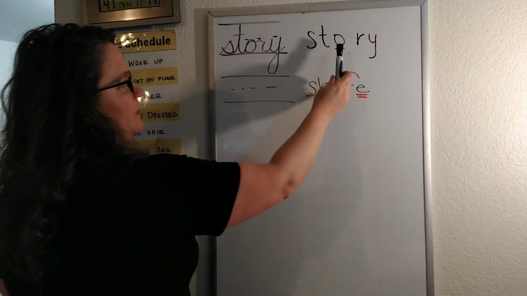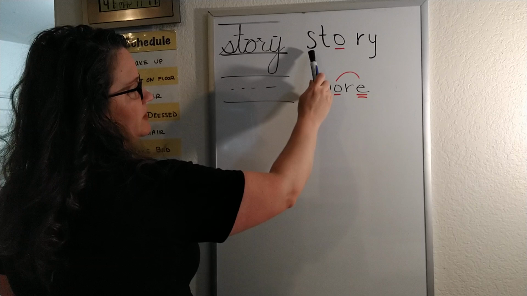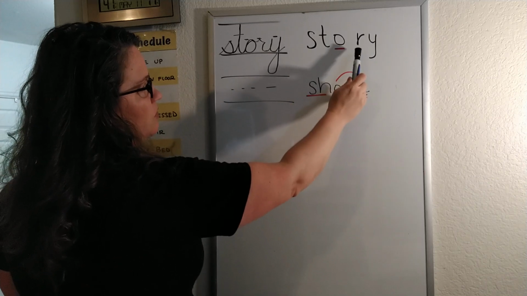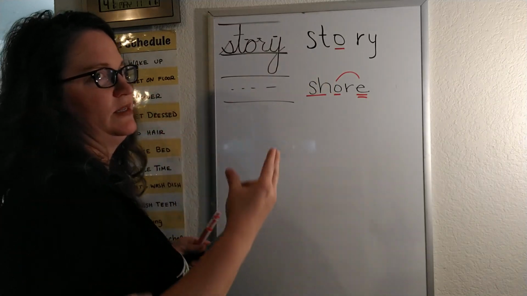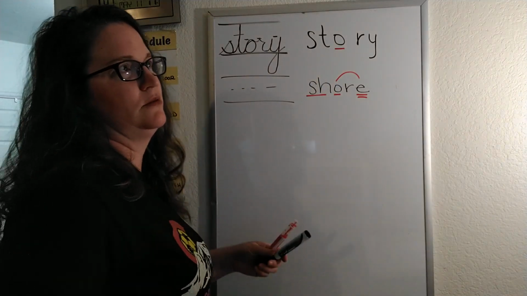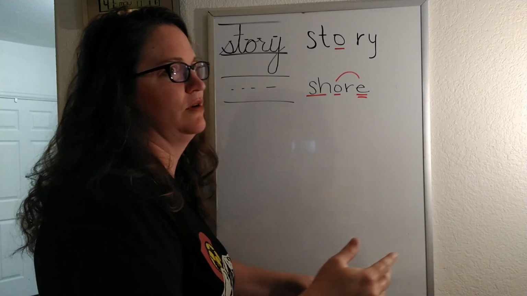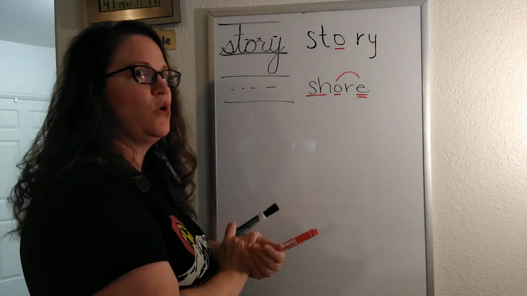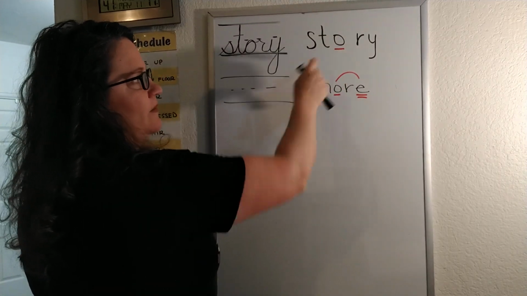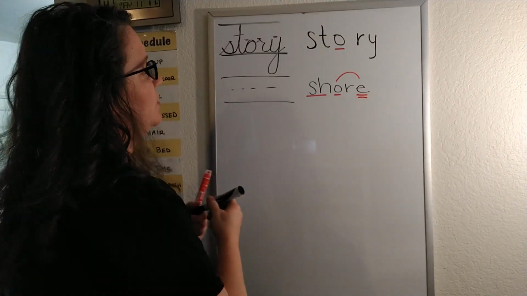Same thing that we had up here, right? If we just did OR, store, it'd be one syllable, right? Store. But this is story. Story. And we need to have a vowel in that syllable.